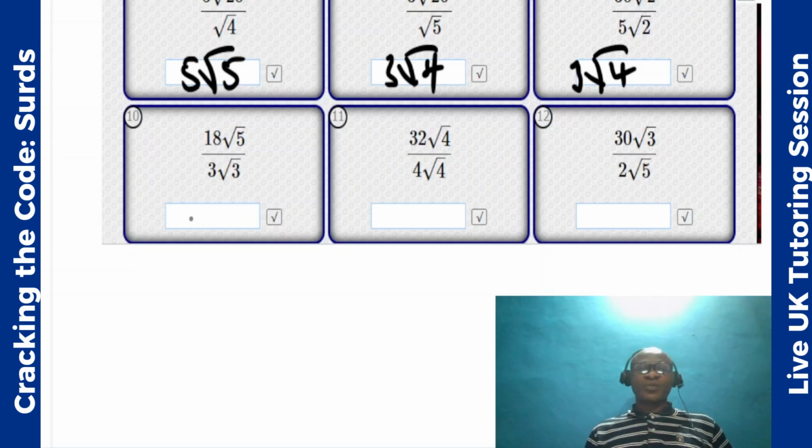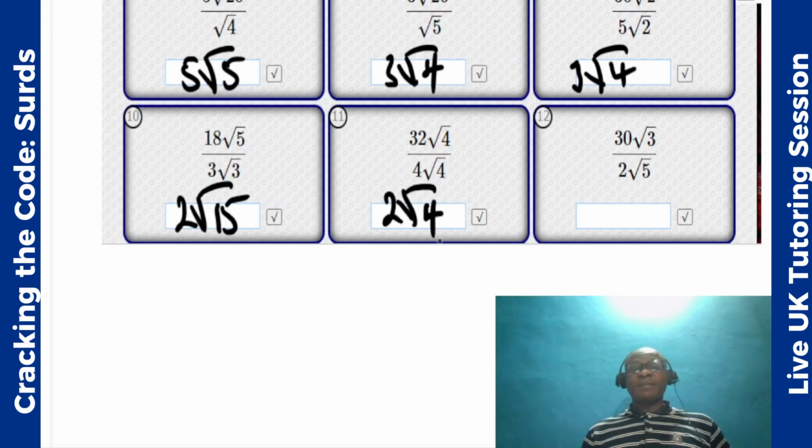2 root 15. Number 11, 2 root 4. Number 12, 3 root 15.